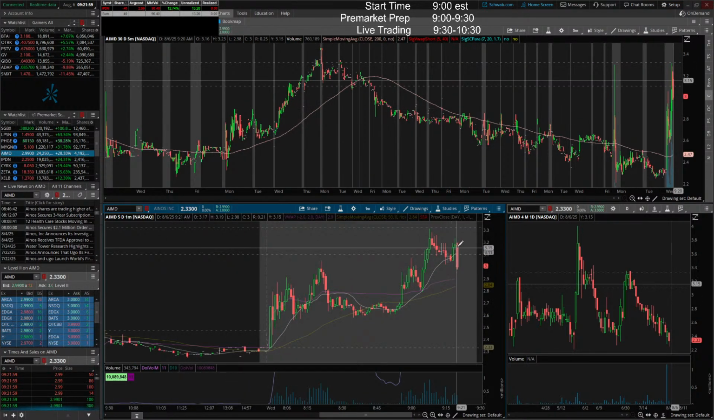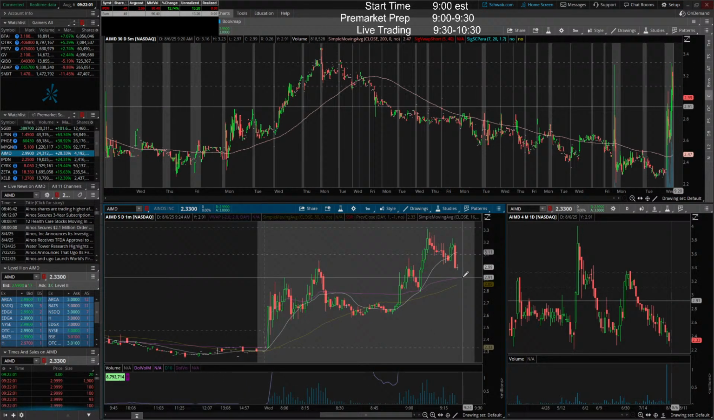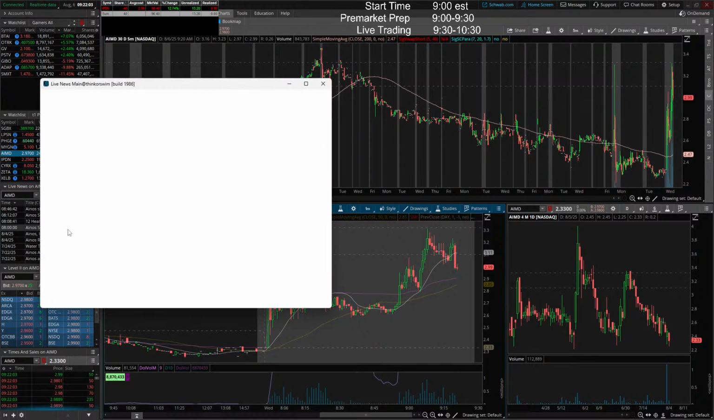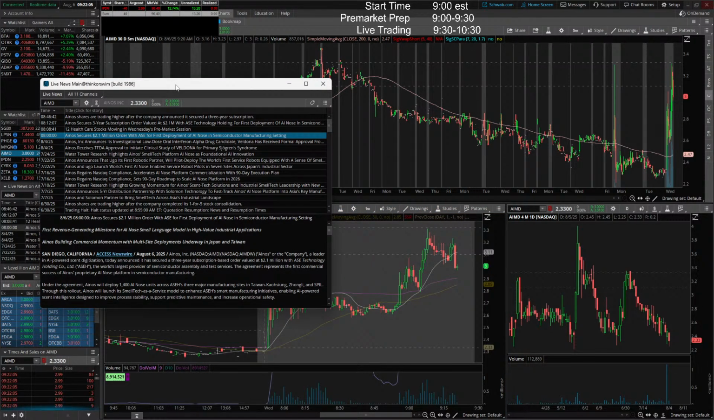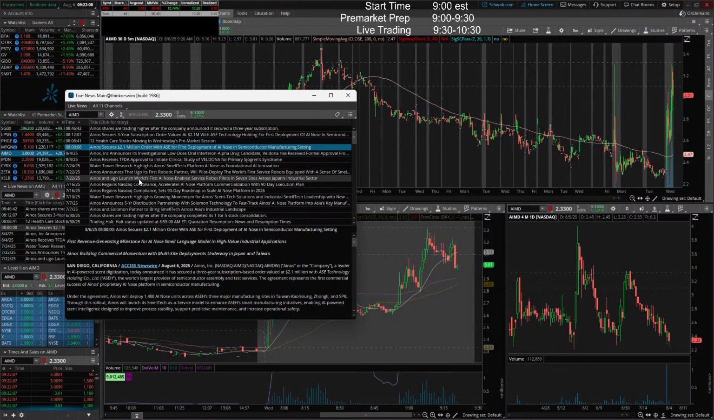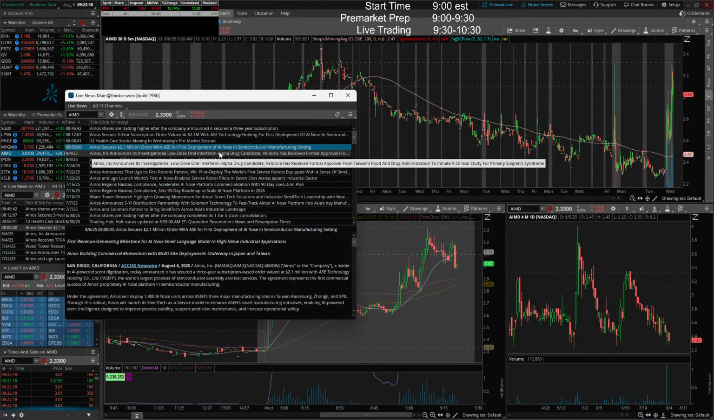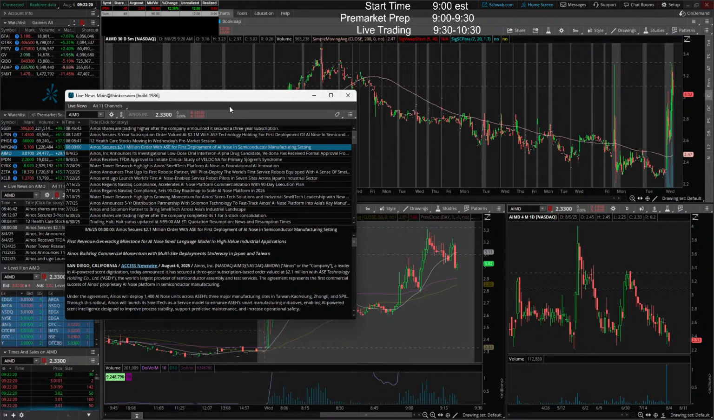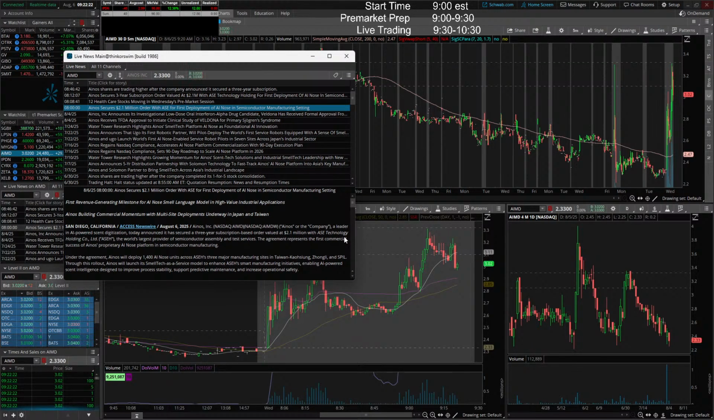Keep an eye on it, see what it does here. A little bit of a crack there in pre-market. Let's see what this news is. The technicals look great. $2.1 million order, so that's nothing. With ASE for first deployment of AI nodes in semiconductor manufacturing. So they said a bunch of nice words, keywords, AI, semiconductor, order. They have an order.